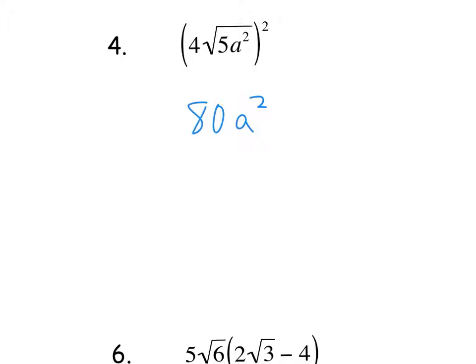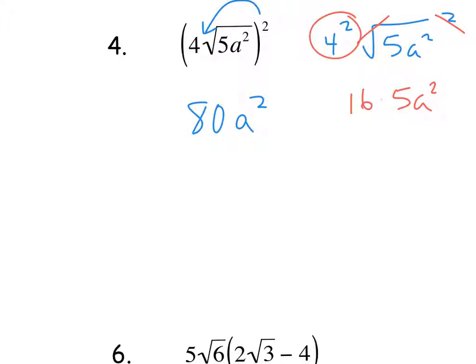80a? Very, very close. 80a squared. Okay, so she squared the 4. She squared the square root of 5a squared. The square root and the square cancel, leaving 5a squared. 4 squared is 16, so really all it comes down to is just multiplying 16 times 5. So I think you took the square root of the a squared and made it a. But realize if you did that, you're going to turn around and square it again. So very good, 80a squared. Any problems there?